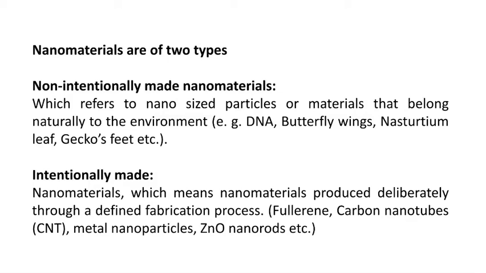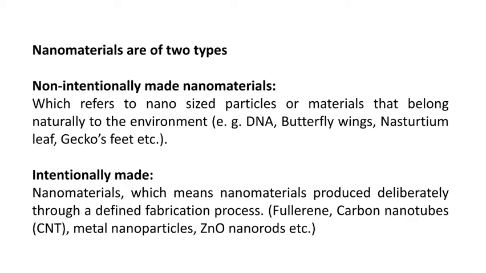As you can see, the nanomaterials are of two types. So let us first remind what is a nanomaterial. A material whose all three dimensions or at least one of the dimensions lies in the range of nanoscale, that is 1 nanometer to 100 nanometer. So there are two types of nanomaterials. One is called non-intentionally made nanomaterials, and second is called intentionally made nanomaterials.